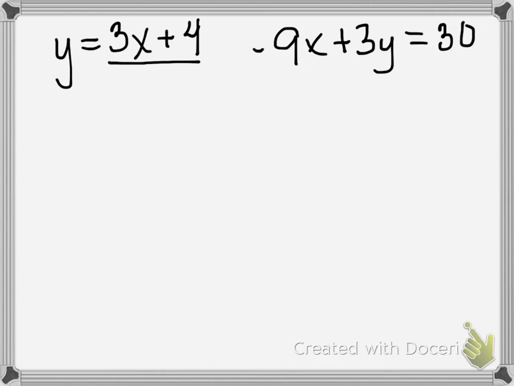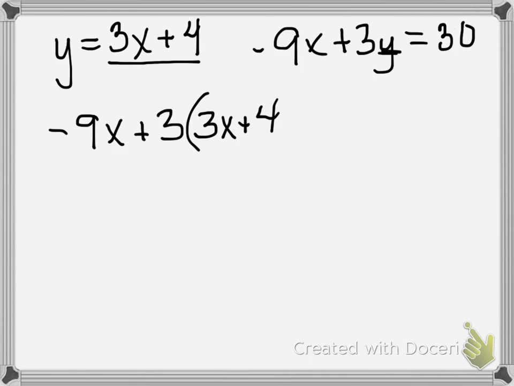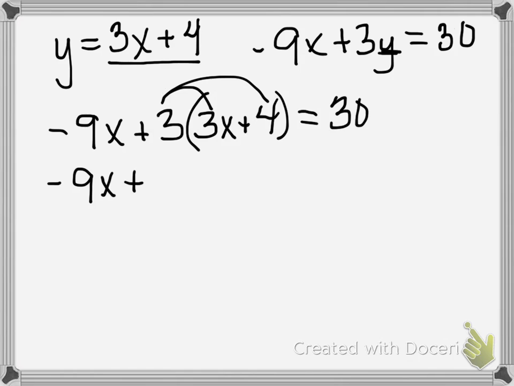So what I want to do is take this value that y is equal to and substitute it in place of this y over here. So I'm going to have negative 9x plus 3. In place of my y, we're substituting the value 3x plus 4, thus being the reason it's called substitution. And this is equal to 30. Okay, I want to distribute my 3. So I have negative 9x plus 3 times 3x is going to be 9x. 3 times 4 is a positive 12. And this is equal to 30.